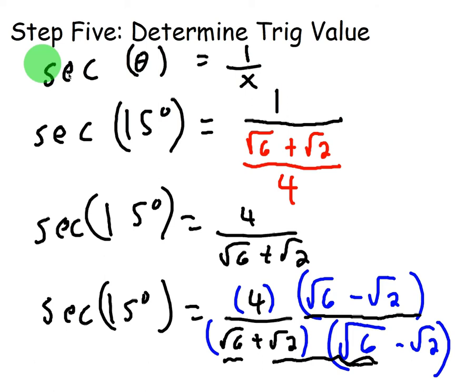Step 5 is to determine the trig value. So again, to figure out secant of 195, we need to figure out secant of 15, and we know that secant is 1 over x, and we know the x value at 15 is square root of 6 plus square root of 2 over 4. So we're going to do 1 over that x value. We're going to have to flip that fraction since it's 1 over that. Then we're going to have to multiply by the conjugate of the bottom. The bottom is square root of 6 plus square root of 2. The conjugate of that is square root of 6 minus square root of 2. We're also going to multiply the top by that. So it's 4 times the quantity square root of 6 minus square root of 2.